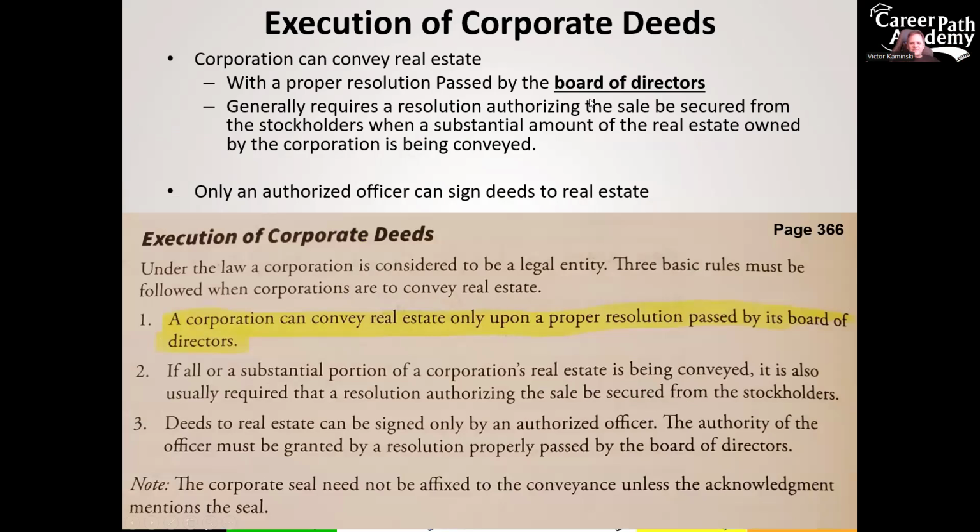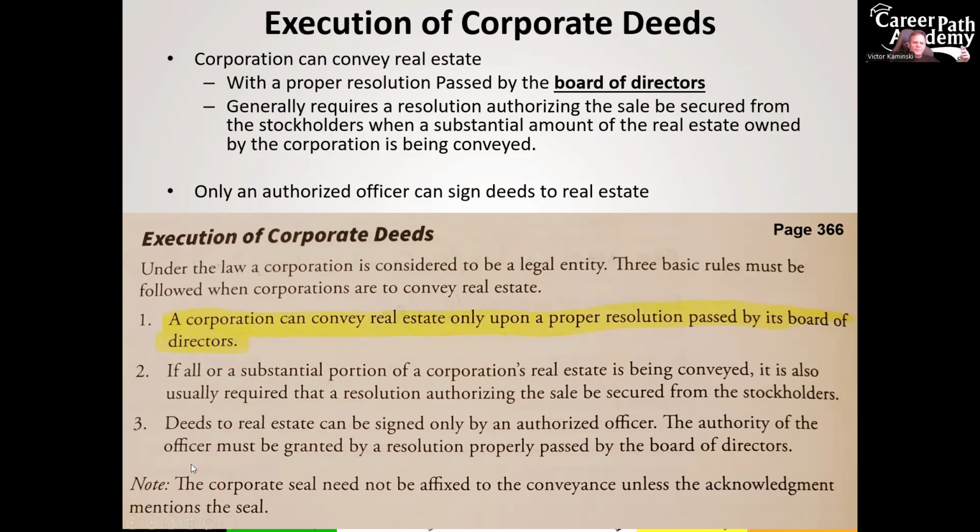So that's where the word seisin comes from. It denotes ownership and control. All right, now, let's see. Corporations can convey real estate with a proper resolution passed by its board of directors. This generally requires a resolution authorizing the sale be secured from the stockholders when a substantial amount of the real estate owned by the corporation is being conveyed. And only an authorized officer can sign deeds to real estate on behalf of the corporation.